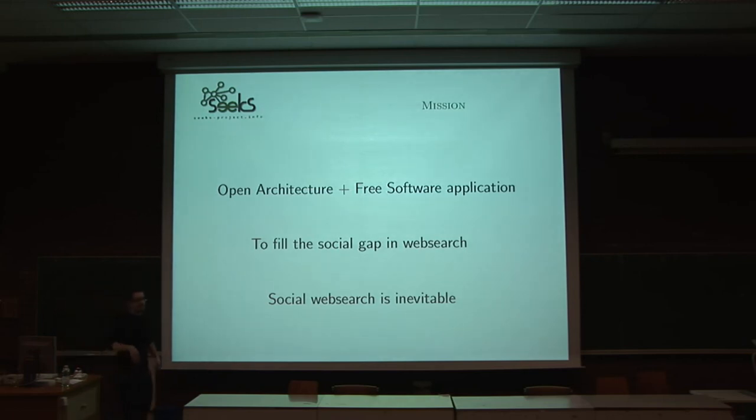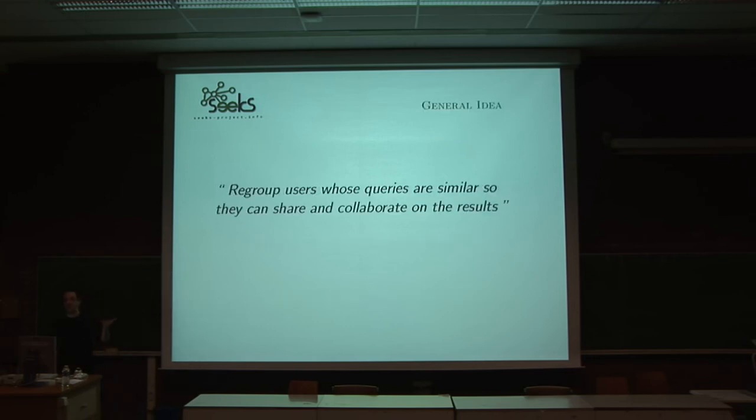So what is 6? 6 is an open architecture, and it's a free software application that tries to fill the gap in web search by making it collaborative, making it social. And the main idea is that a social web search is inevitable. It will happen. Whether 6 succeeds or whether some other people come up with better ideas, it doesn't matter. In the end, we'll do search together, okay? The way we do some other things together.